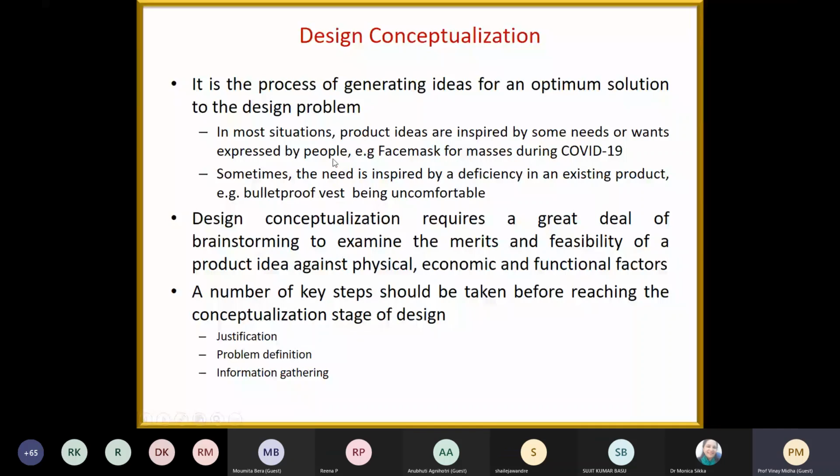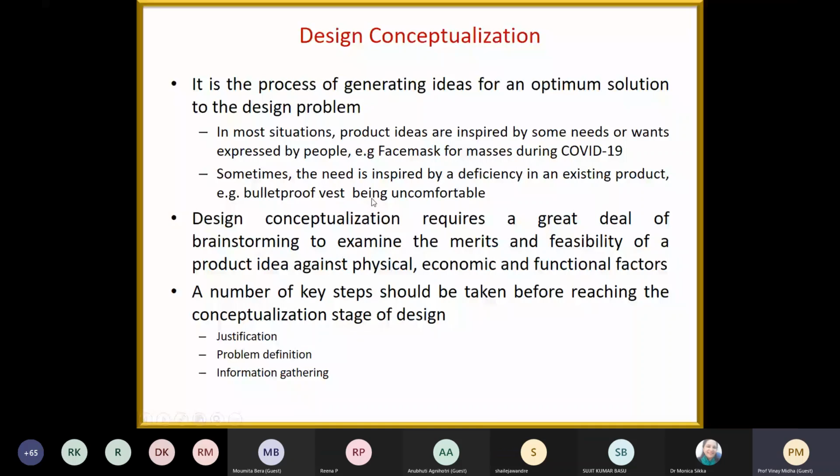Already existing products are there, but you feel that there are certain deficiencies which can be worked upon to improve the performance of this product. For example, bulletproof vests are there, which are very heavy at present and they are uncomfortable to the wearers. So you can try to create a bulletproof vest which is lightweight and is comfortable for the wearers. So this is the way how the ideas can be taken.